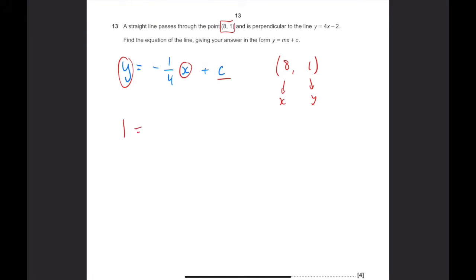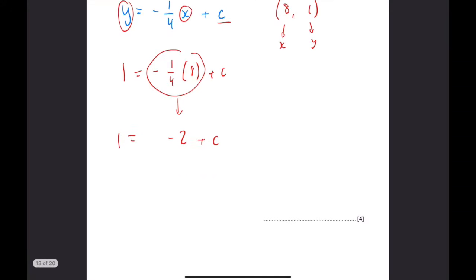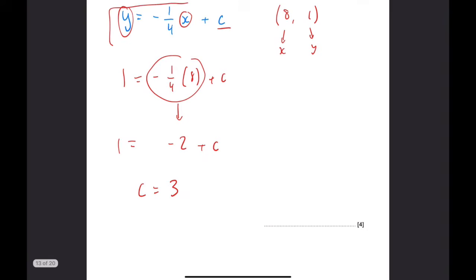So 1 equals minus a quarter of 8 plus c. This whole thing here is going to equal minus 2. So c must be equal to 3. So our final answer, we substitute it back into the top one up here. We have y equals minus a quarter x plus 3.